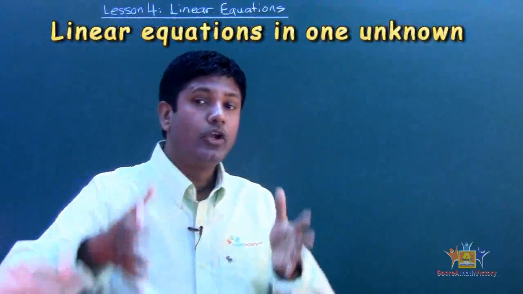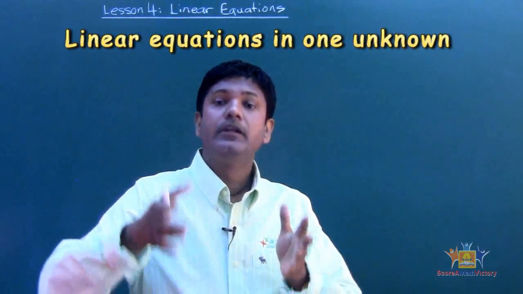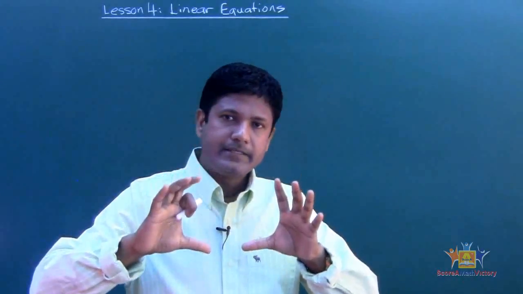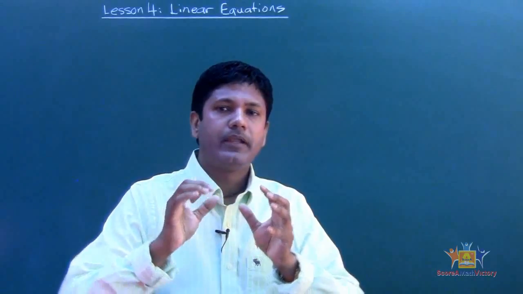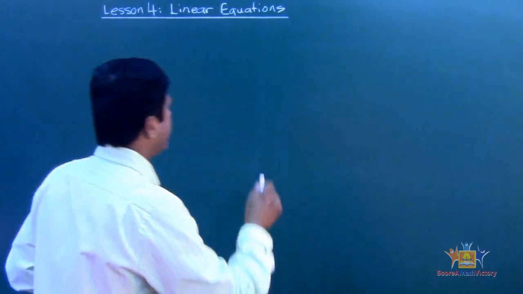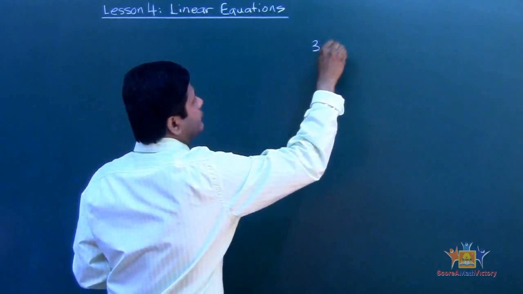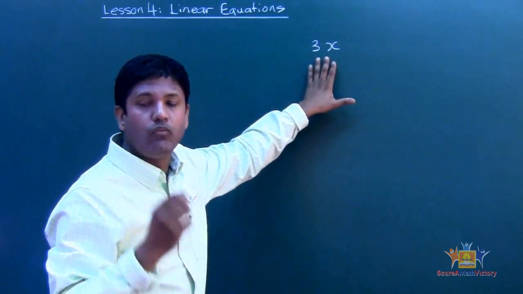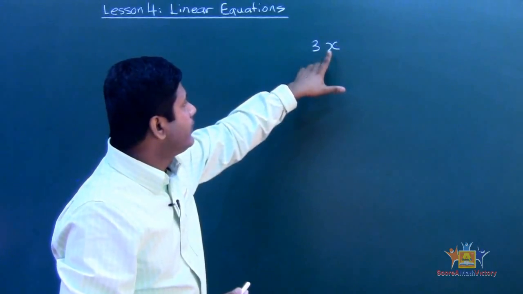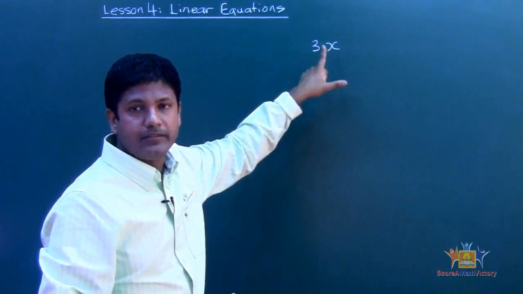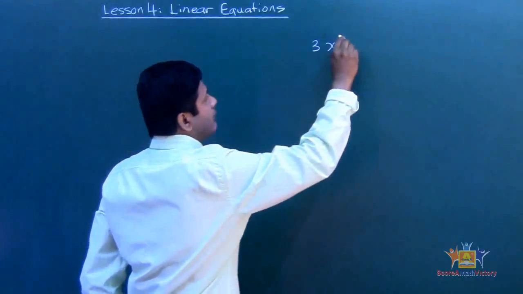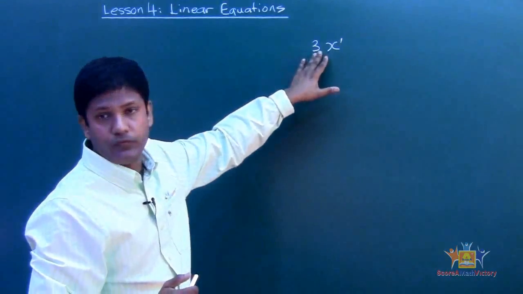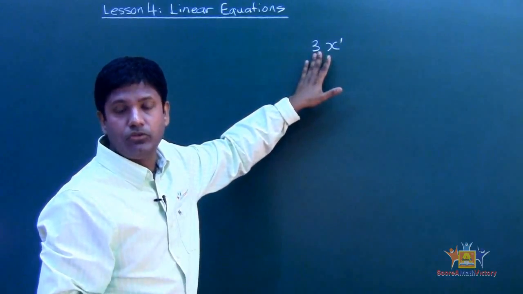Alright, in this sub-lesson, we're going to talk about linear equations in one unknown. Now let's understand the linear algebraic term, okay? Let's say, for example, Mr. Mac writes 3x. Now this is called linear. The reason why this is considered linear is because you only have one unknown. When I say one unknown, it has to have a power of 1, okay? Now it has a coefficient, a number coefficient 3, okay?